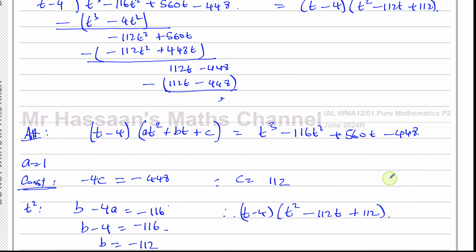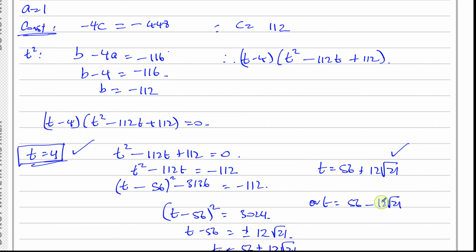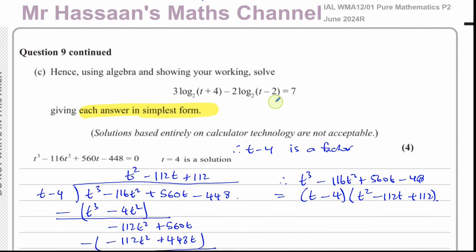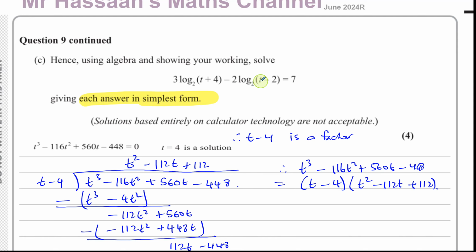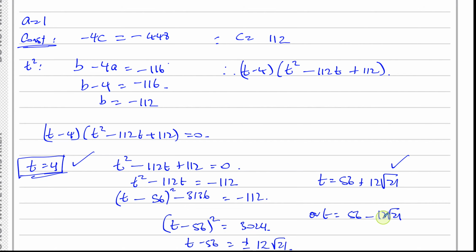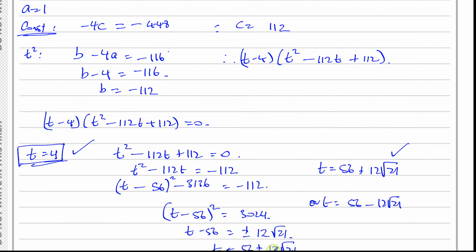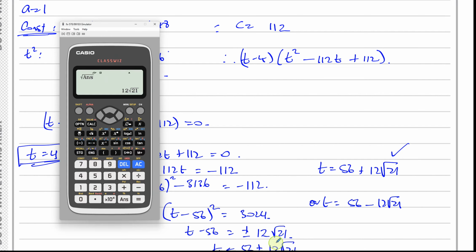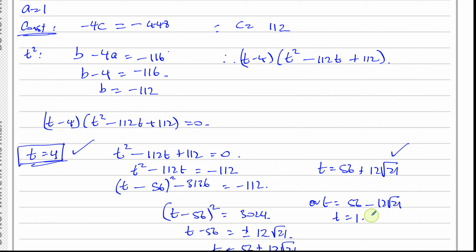It's just going to be positive. But this one, if the value of this t is less than 2, if it's 2 or less, okay, then there's going to be a problem here, because when you subtract 2 from something, all right, we can see the value of this is more than 2. Is the value of this less than 2? Let's see. So we have 56 minus 12 root 21. Now that gives us t equals 1.009. So therefore, no solution for this.